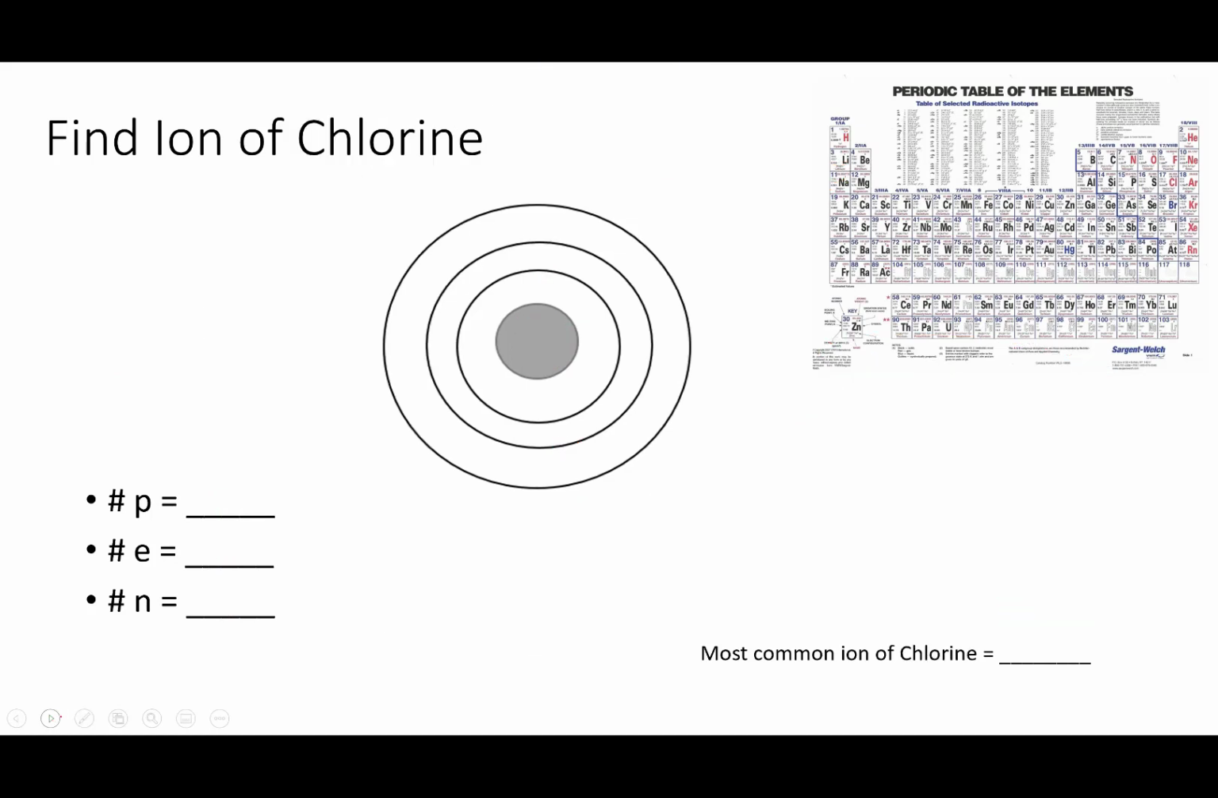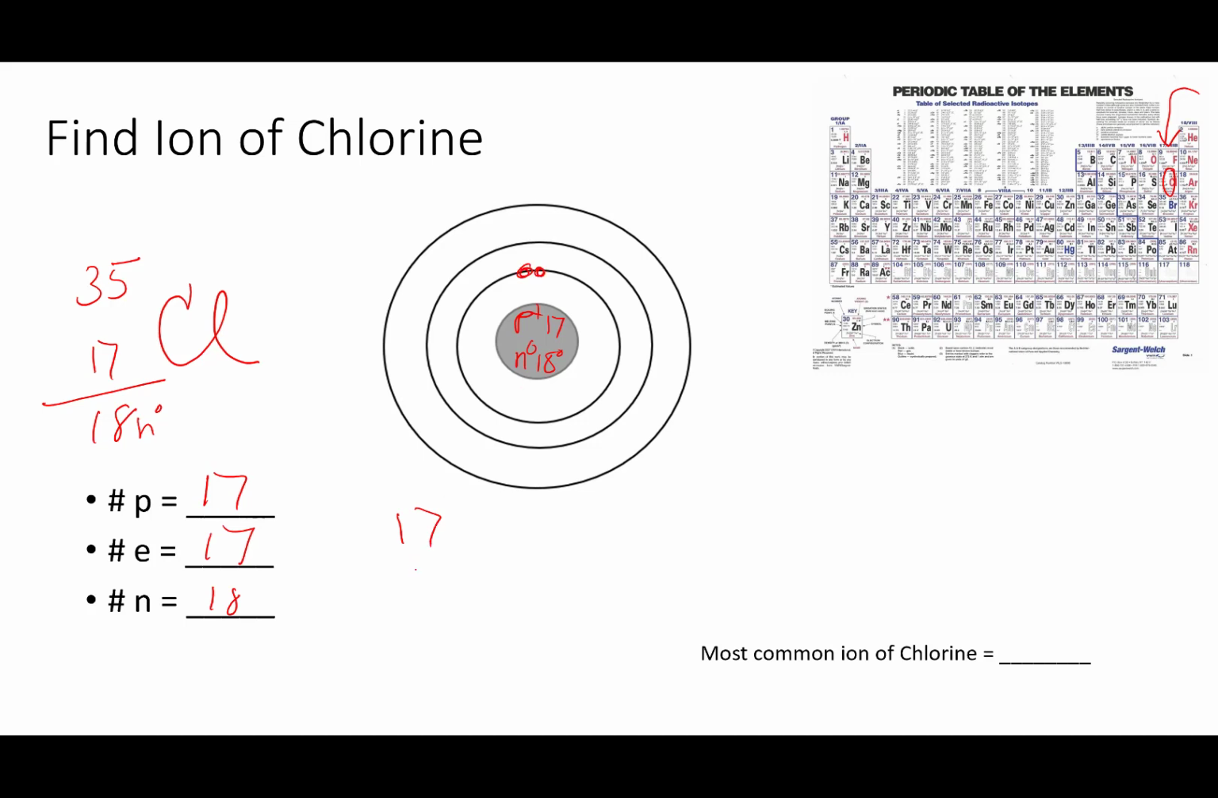Let's take a look at another one, chlorine. Chlorine is right here in the halogens, group 17 on our periodic table. Chlorine has an atomic mass of 35, if we round that off to a whole number, and an atomic number of 17. So 17 protons, 17 electrons, subtract 18 neutrons. So the nucleus is going to have 17 protons, 18 neutrons. First energy level is going to have a maximum of 2. So I'm going to put 2 electrons in that first energy level, leaving me with 15.